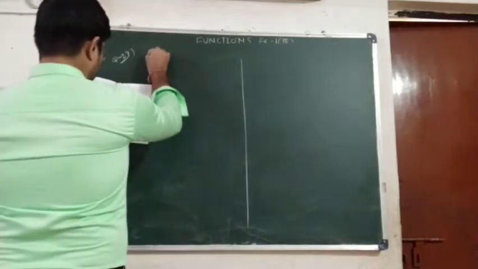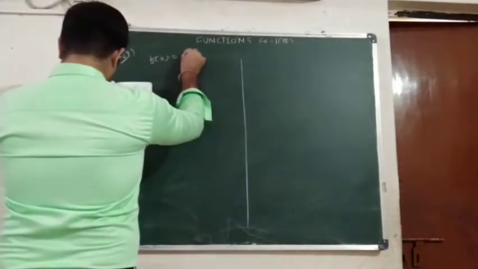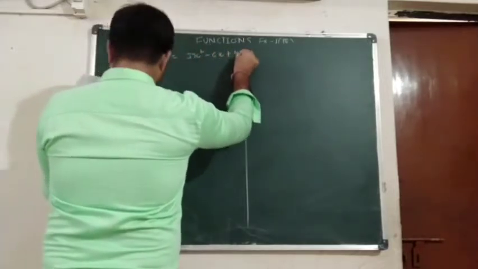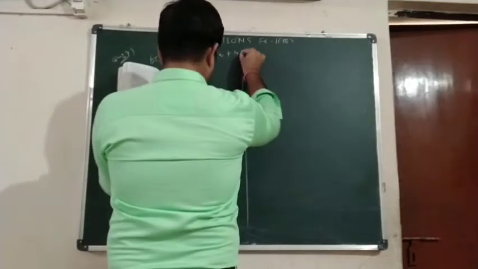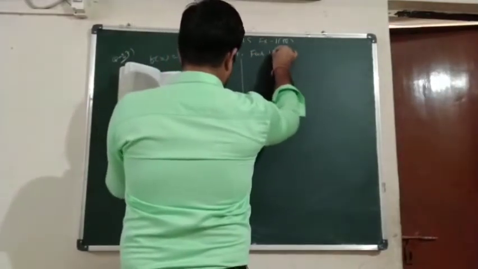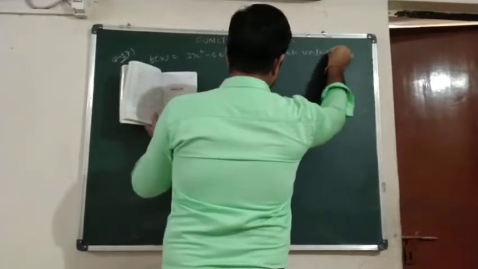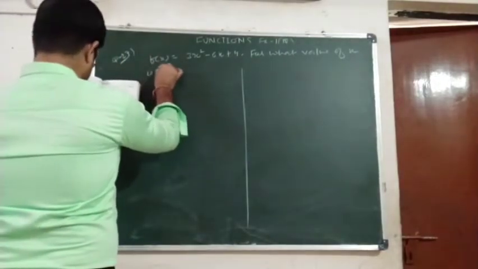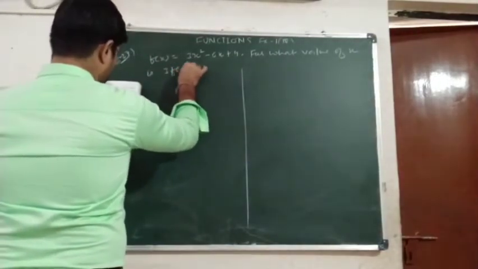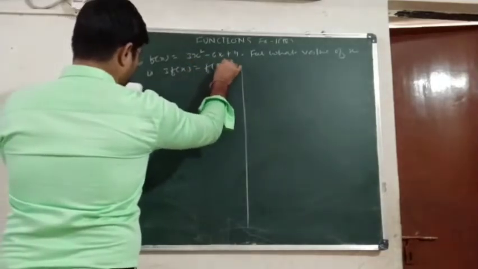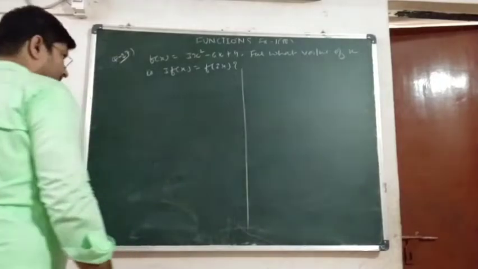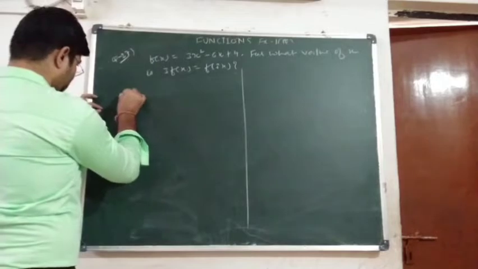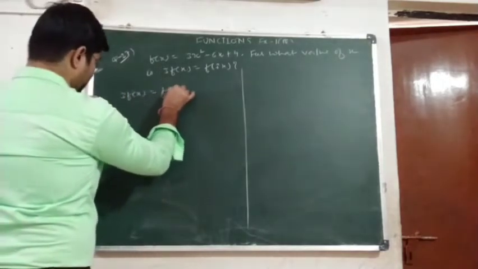We are given f of x by the formula 3x square minus 6x plus 4. It is given that for what value of x is 3 into f of x equal to f of 3x. So we have to find the value of x which satisfies the given equation. So what is the given equation? Let us write down 3 into f of x is equal to f of 3x.